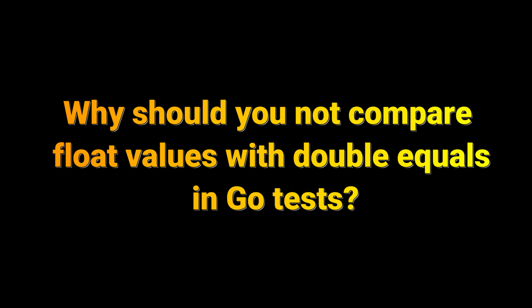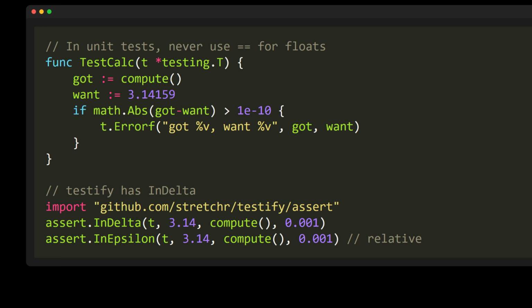Question: why should you not use double equals to compare float values in Go tests? You should not use double equals to compare float values because floats often have tiny rounding errors. Two numbers that should be the same may differ by a very small amount. Instead, tests should check that the difference between the values is within a small tolerance. This makes tests stable and correct. Libraries like Testify provide helper functions that do this comparison for you.